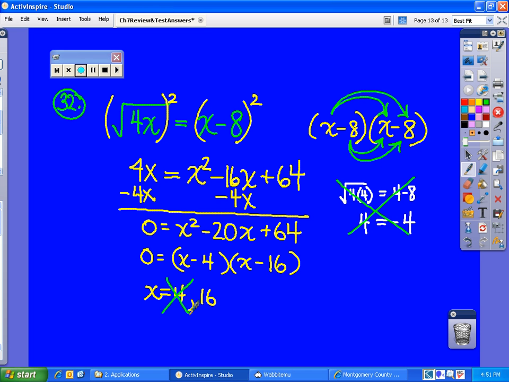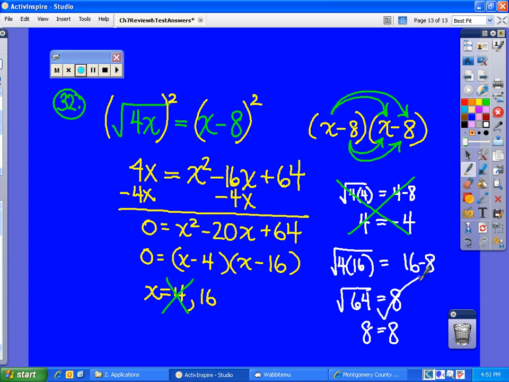Let's try 16. The square root of 4 times 16 equals 16 minus 8. The square root of 64 equals 8. 8 equals 8. And this one checks just fine. Therefore, our solution is x equals 16.